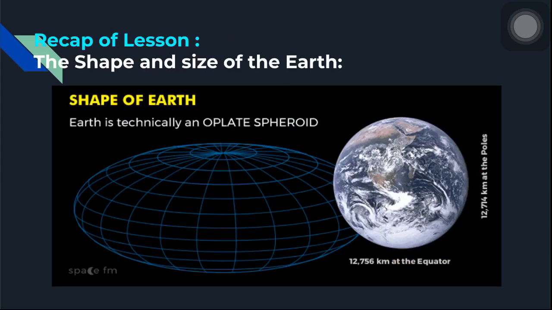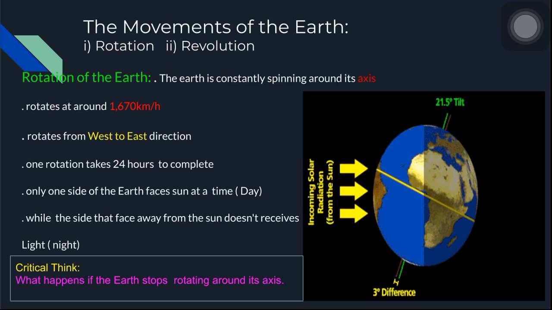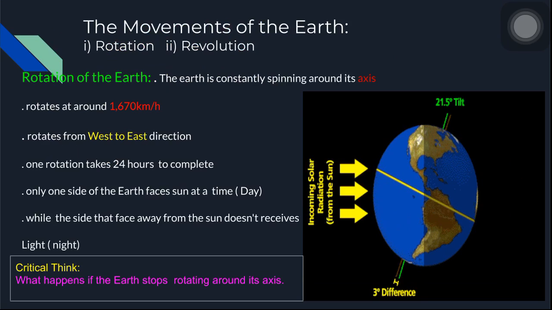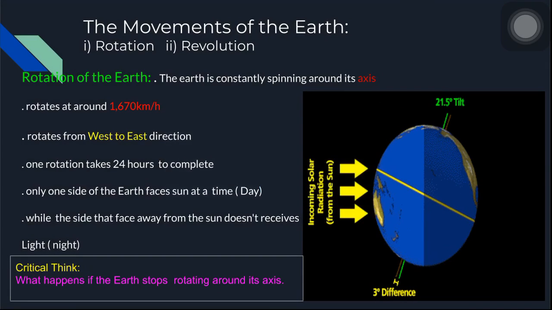As a recap of the lesson, we discussed before that Earth is technically an oblate spheroid, flattened at the north and south pole. According to our topic, the movements of Earth, there are two types of movements: rotation and revolution. Rotation of the earth.